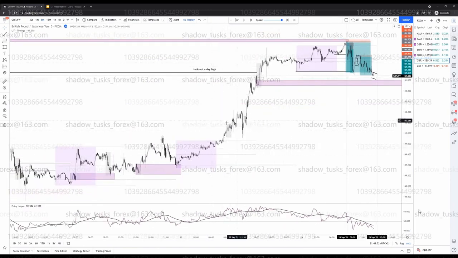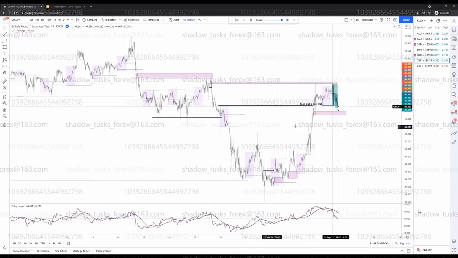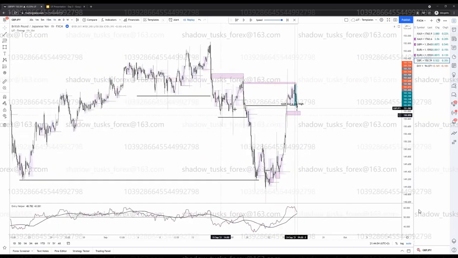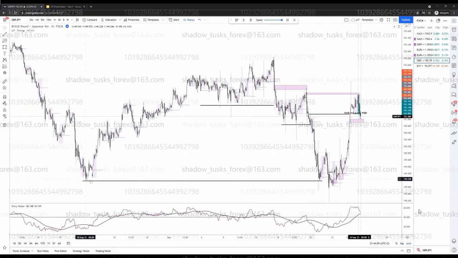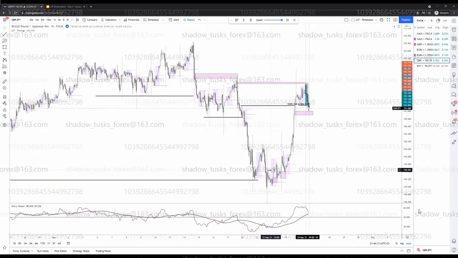But why would you pull something out of your ass in here? Look at that, you're in the middle of nothing. This is the extreme, and this is the build-up in here. This is your inducement. If you look at the 1 hour, build-up, inducement, smash through it. This becomes your extreme. Build-up, this is your inducement. Same thing. Internal break of structure taps into mitigation.